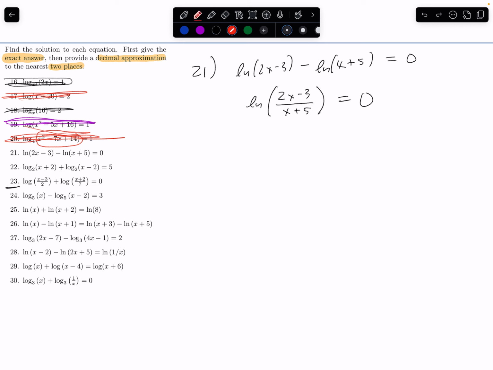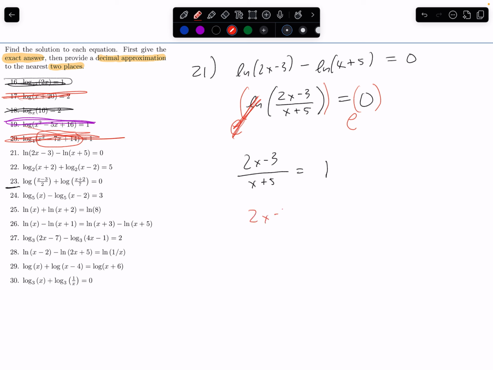Okay, so now I got this thing. How am I going to solve it? The same way I usually do. Remember, natural log is a base e, right? So I want e to that and e to the right side. On the left side, e undoes the natural log, and I get just 2x minus 3 over x plus 5. On the right side, e to the 0 is just 1. Beautiful.